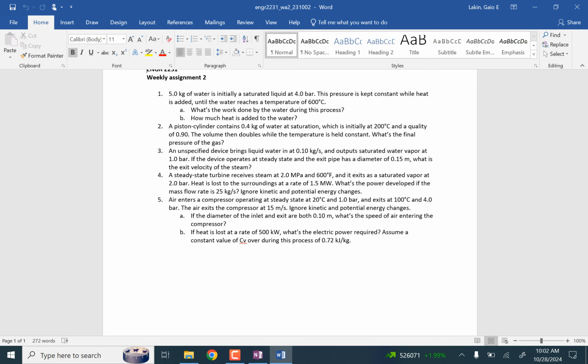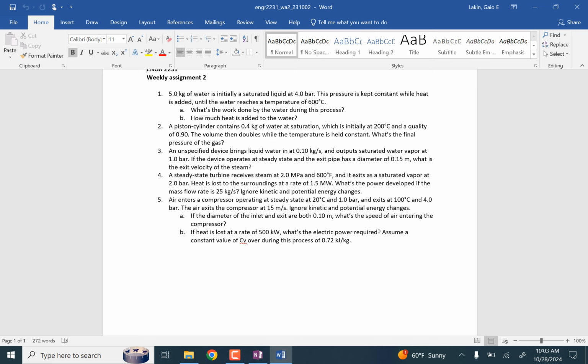Okay, so the diameter, blah blah blah. What's the speed of the air entering? That's all 5A, and I think it's right, but 5B tripped me up. Okay, on the CV. So if heat is lost, what's the electric power required? Okay, so it gives you that hint about the CV value.